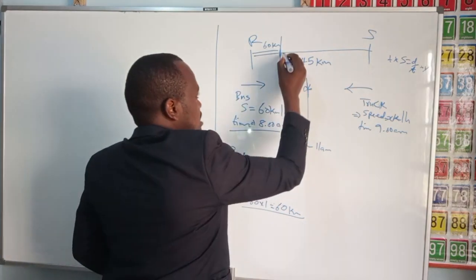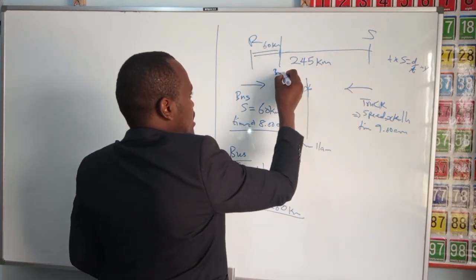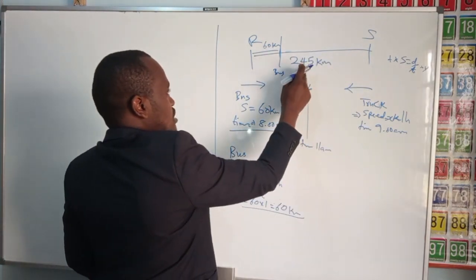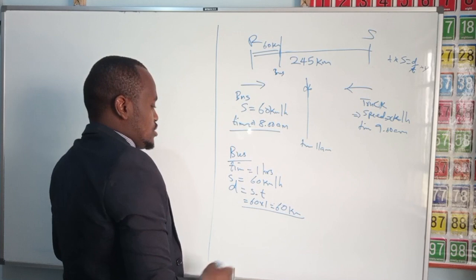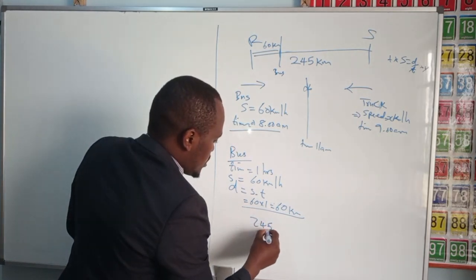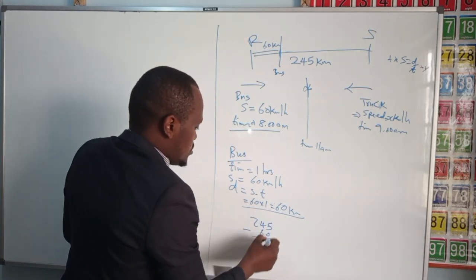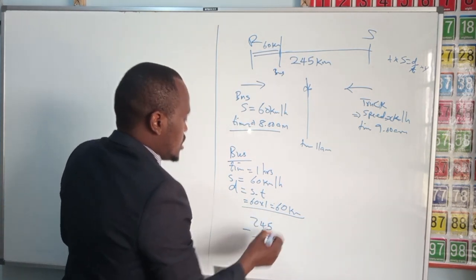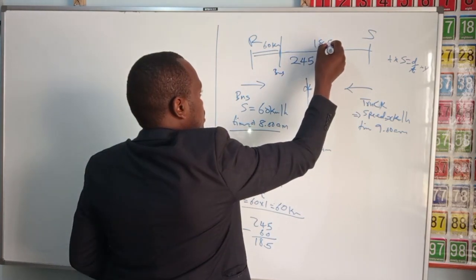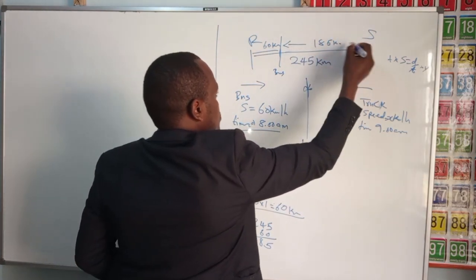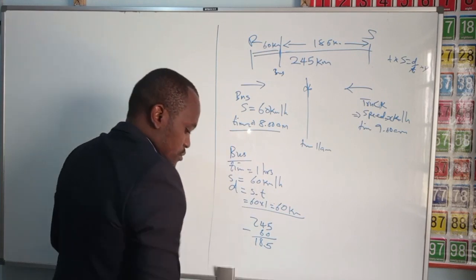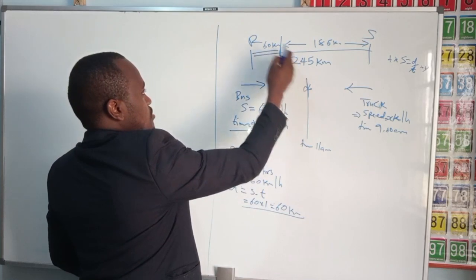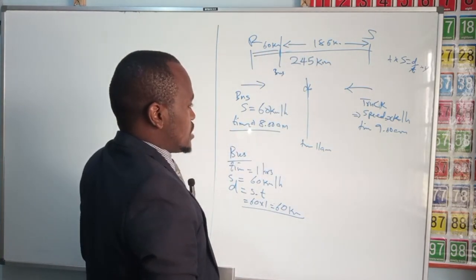So what distance now remained between the two? When the truck started moving, what distance was between the two? 245 minus 60 should give you 185. So there is 185 kilometers between these two. Let me delete this part. It was just showing this minus this should give you 185 kilometers.